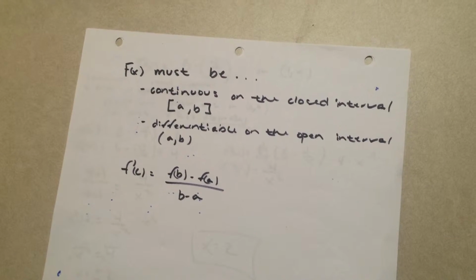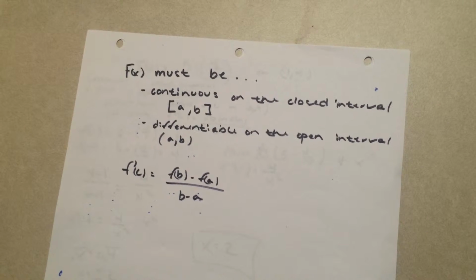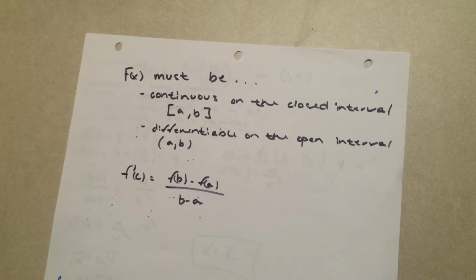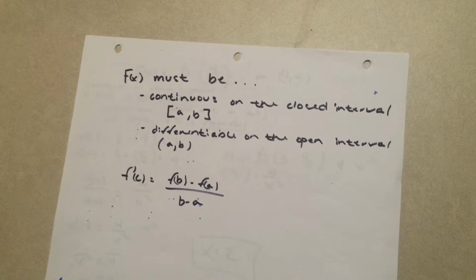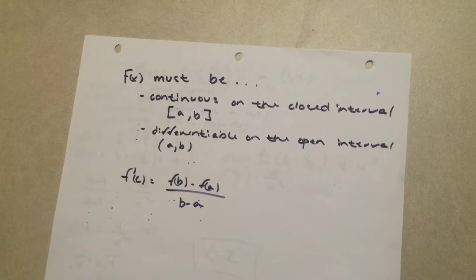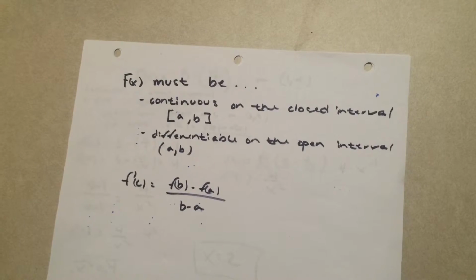And if both of those are true, then by MVT there will be a c on the interval a to b such that f prime of c equals f of b minus f of a over b minus a.